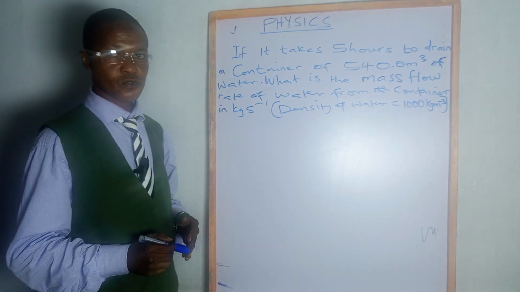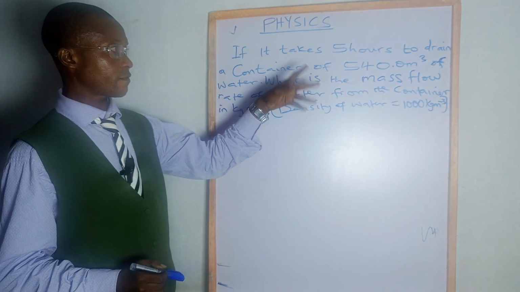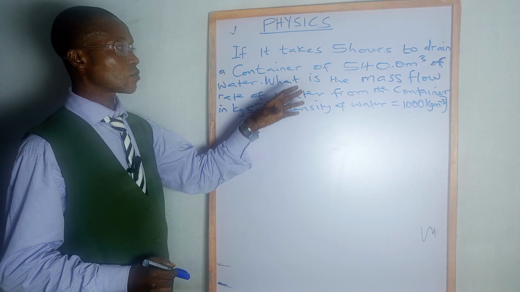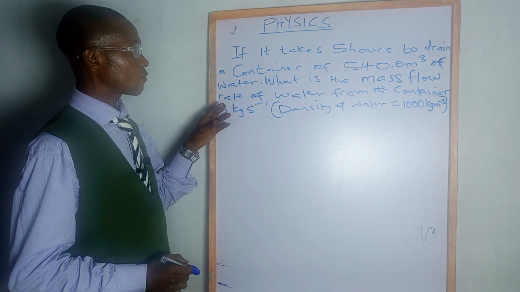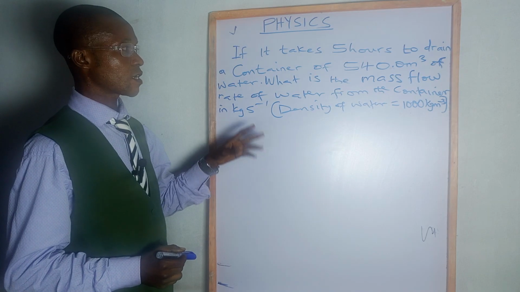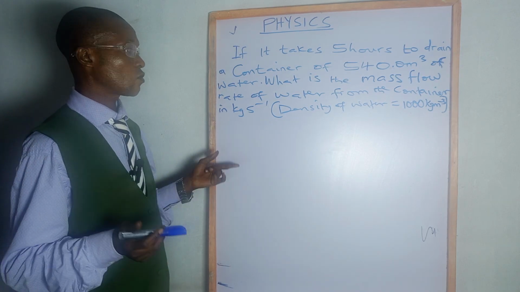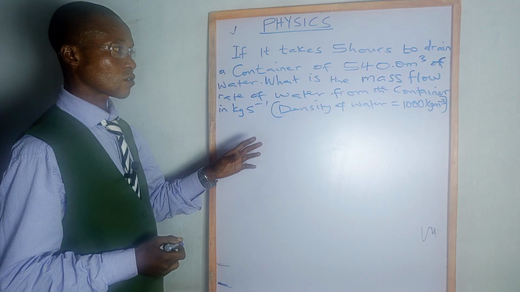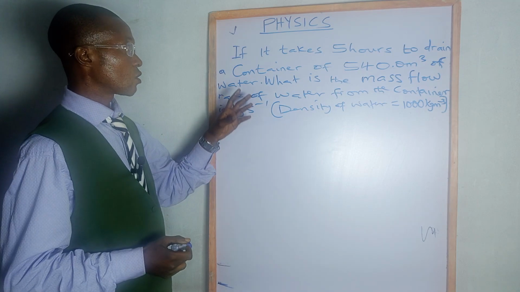We have this question to solve. If it takes 5 hours to drain a container of 540.0 meter cube of water, what is the mass flow rate of water from the container in kilogram per second? The density of water is given to be 1000 kilogram per meter cube.